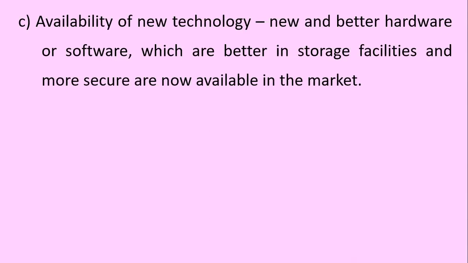Number three is availability of new technology. When new and better hardware or software emerge, there may be need to review the system. So, when new and better hardware or software that is much better than the previous one emerges, including emergence of new and better storage facilities that are more secure, then there may be need to review the system.